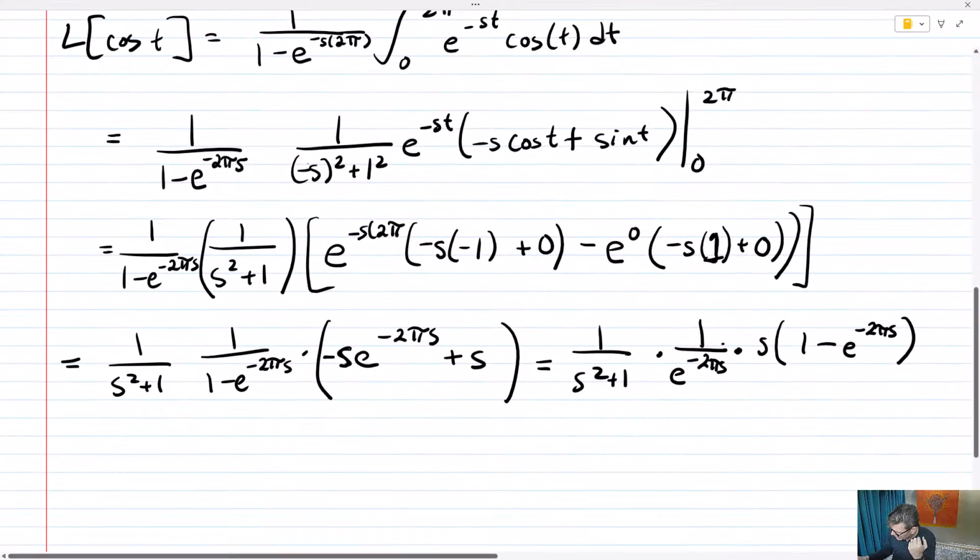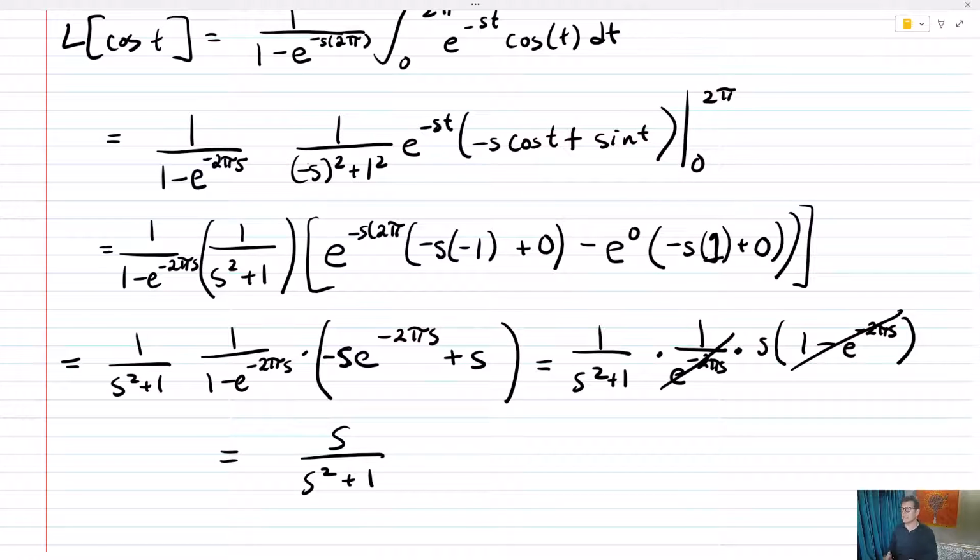And what we can see is that these are going to cancel out, okay? And we're left with s over s squared plus 1, which is exactly what we expect to have with our Laplace transform. So what you can see is you could actually get the exact same thing utilizing this periodic transform as you would get with the conventional Laplace transform.